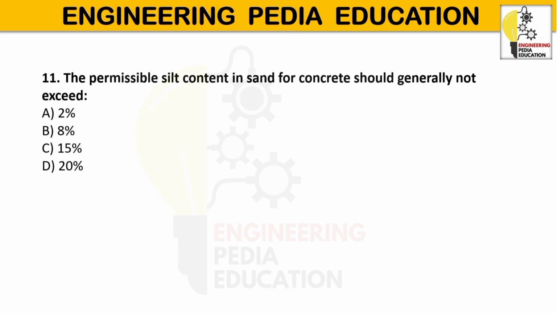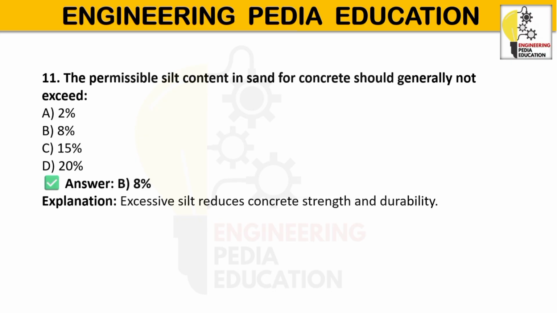The permissible silt content in sand for concrete should generally not exceed 2%, 8%, 50%, or 20%. So the correct answer is 8%. Excessive silt reduces concrete strength and durability. So it should not exceed 8%.